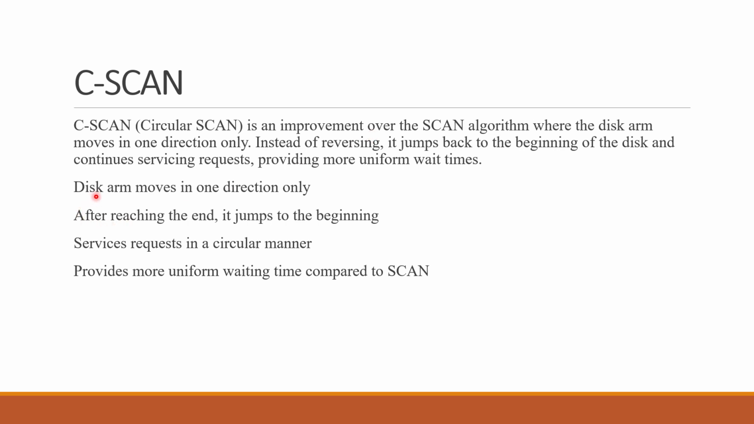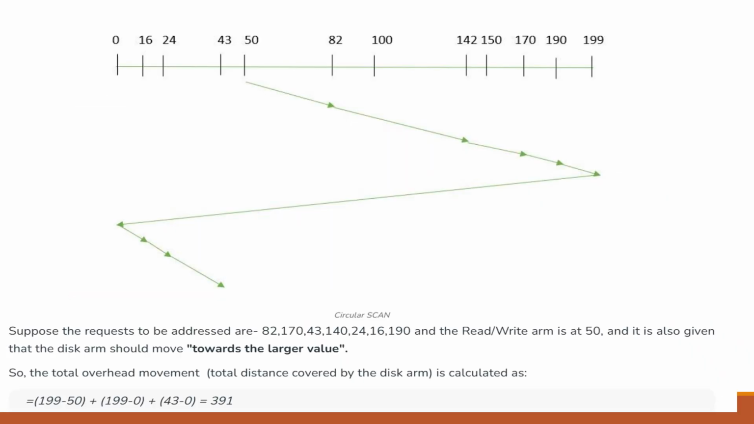So this moves in one direction. After reaching the end, it jumps to the beginning and services requests in a circular manner, and it provides uniform waiting time compared to the scan algorithm. Here the disk arm now is at 50.